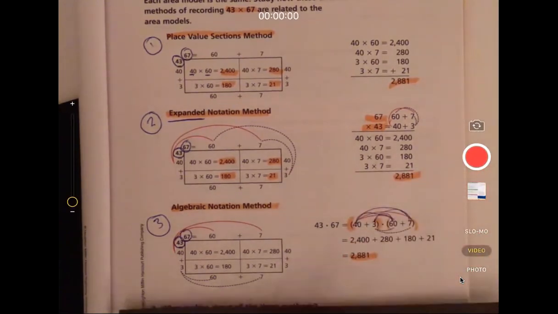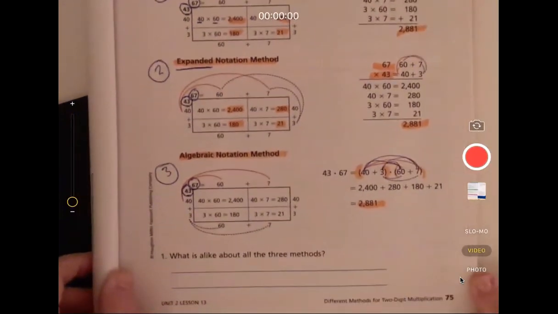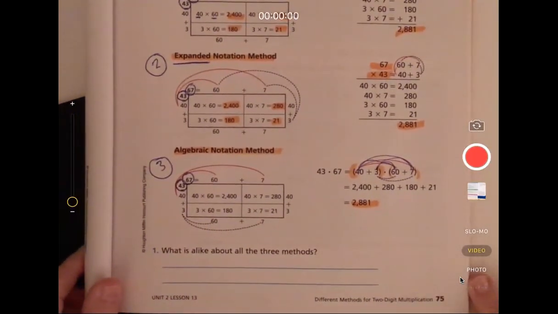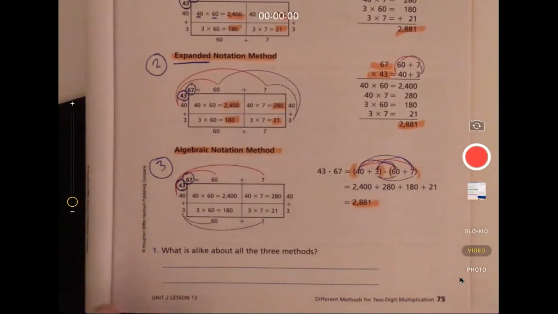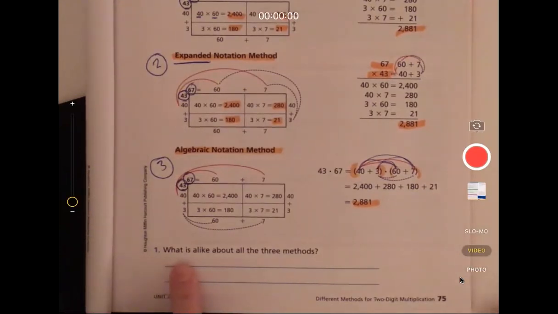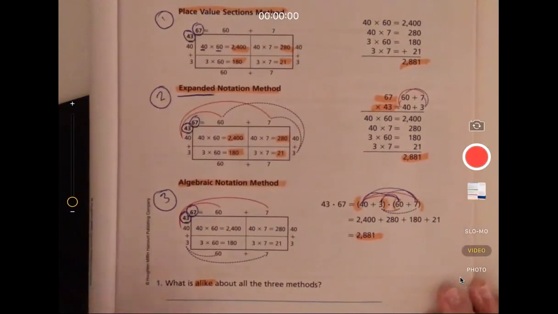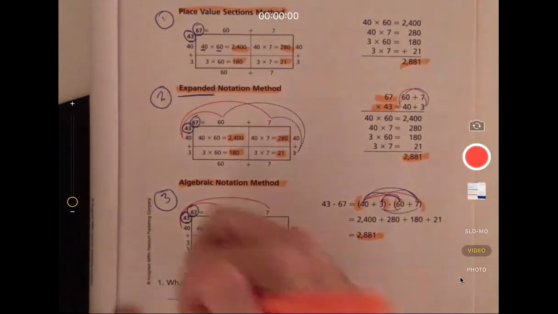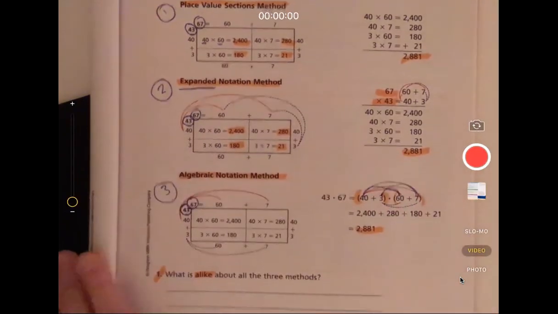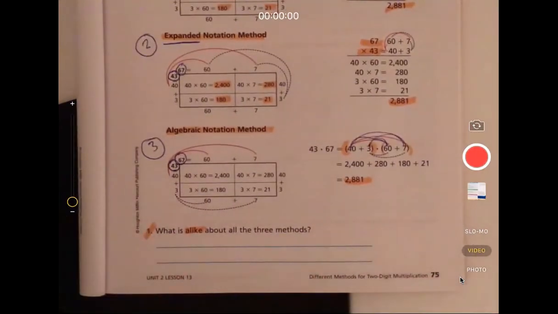Okay? All right. This one I'd like you to answer on your own. You can do it when we're done with our little lesson, but it says, what is alike about all 3 methods? So I want you to jot something down. I'm going to move on, but I do want you to come back to this one. So please do number 1 on page 75. All right, we're going to flip to the back side.